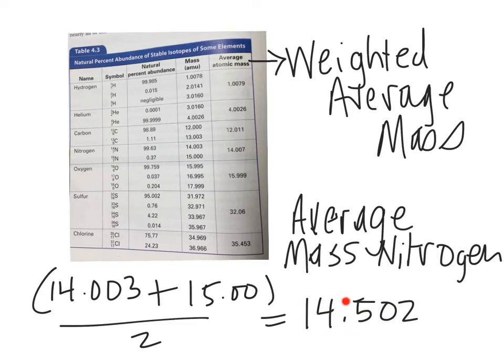All your science experiments wouldn't work out if you were doing all your calculations assuming that the average mass of nitrogen is 14.5. It's better to take what's called a weighted average mass that takes into account the abundance of each isotope.